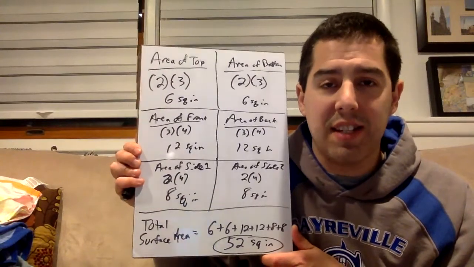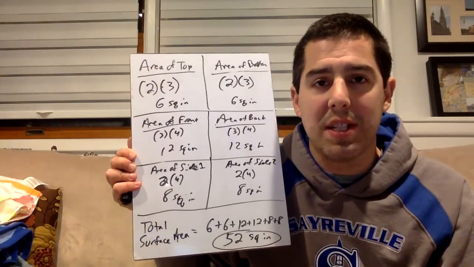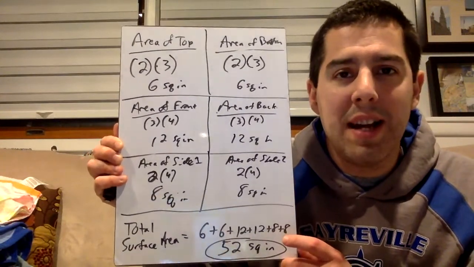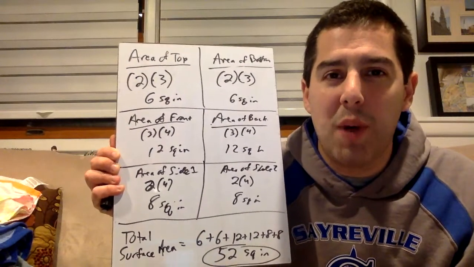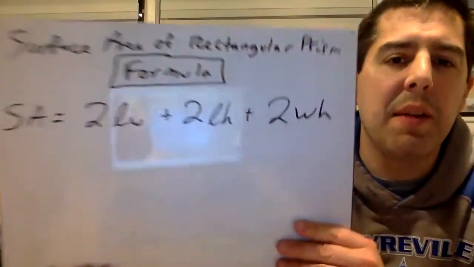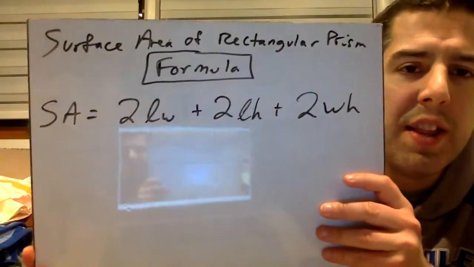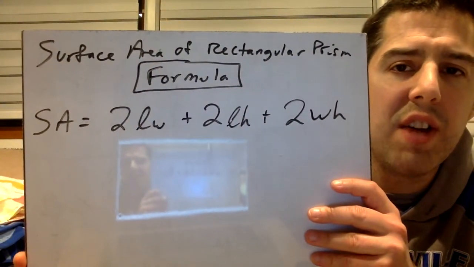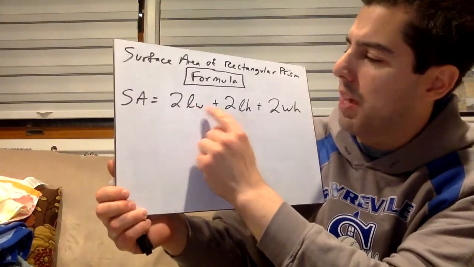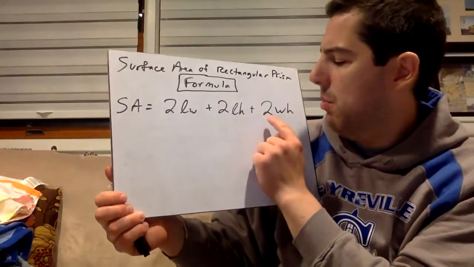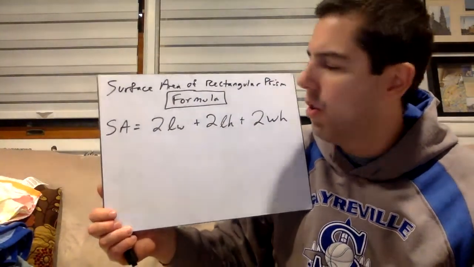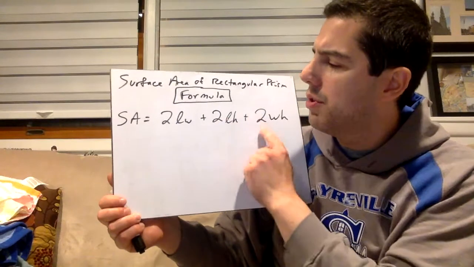Because they have 6 faces and the opposite faces are always the same. In fact, as long as you understand the concept behind this, I'm going to show you a quicker way to do the next one. Take a minute and add this to your notebook. The formula for surface area of a rectangular prism is 2 length times width plus 2 length times height plus 2 width times height. I want you to take a second and think. Why are there 2's here?